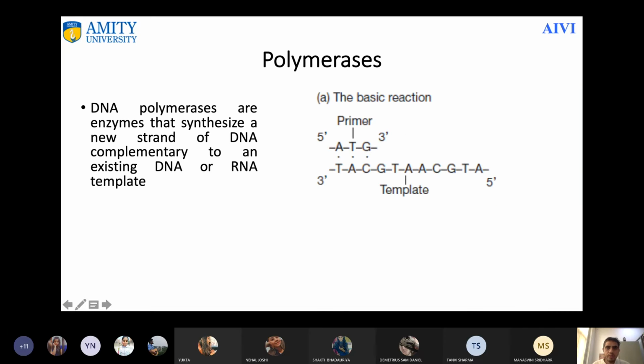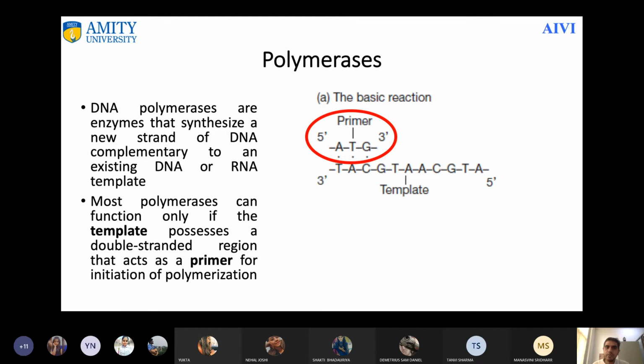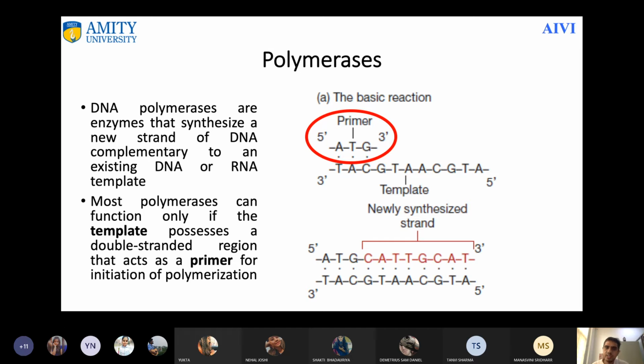Okay, so this is the same thing that we are talking about. So how is it going to work? The primer is there, so ATG. Then it has to extend. So the newly synthesized strand will extend. CAT is the new strand it will synthesize. So this is the action of your DNA polymerase.